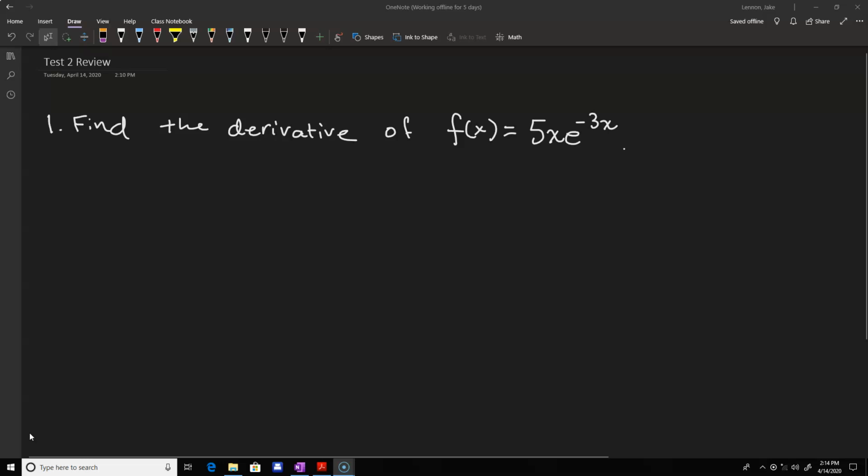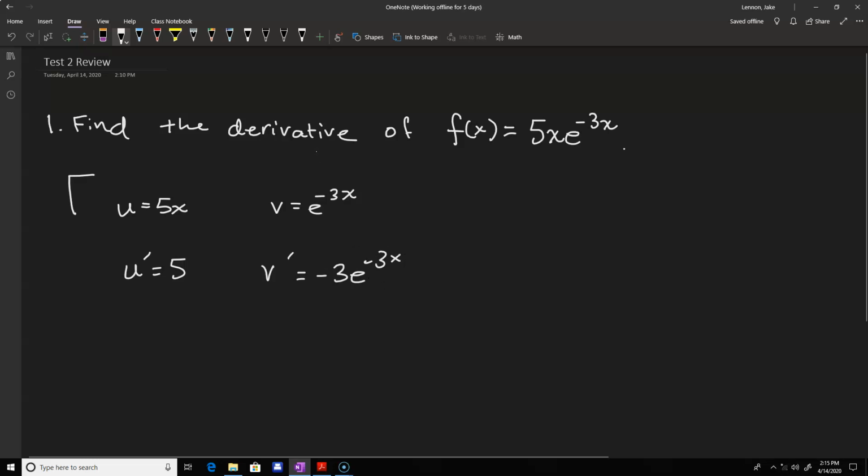So this first one I want to look at is finding the derivative of 5x times e to the negative 3x. So we're using the product rule here. We're going to set u equal to 5x and v equal to e to the minus 3x. So u prime is equal to 5, and v prime is equal to minus 3e to the minus 3x.